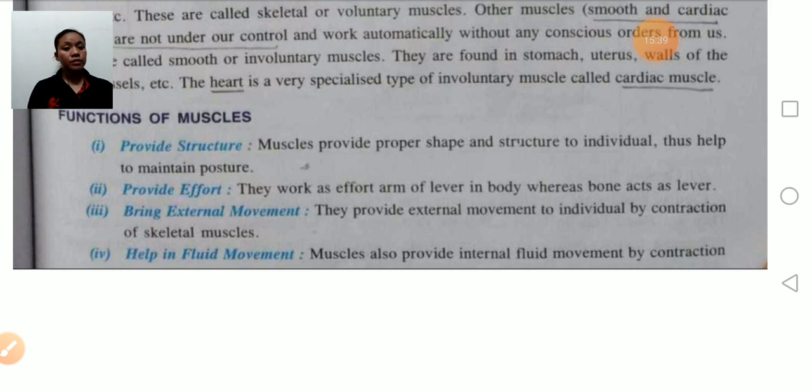Help in fluid movement. Muscles provide internal fluid movement. Muscles also help provide internal fluid movement by contraction of small muscles. By contracting the small muscles, it helps in smooth movement of fluid.